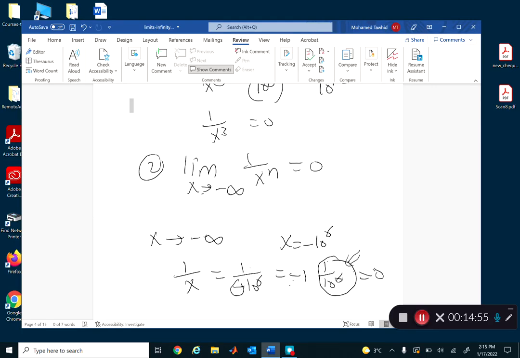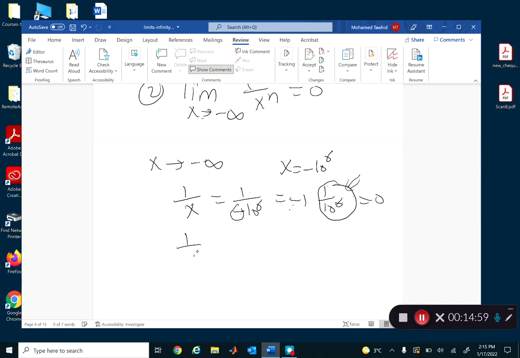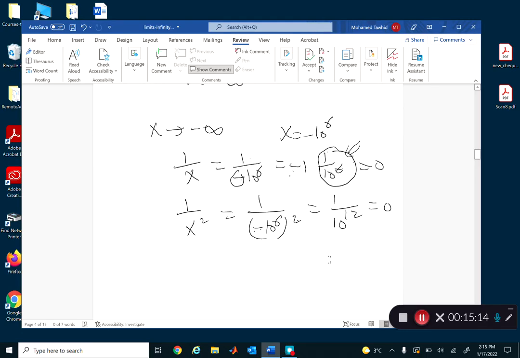So now if you have even negative 1 million, if I have 1 over x squared, then what do you have? You have 1 over negative 1 million squared. You can use technology, negative 1 million squared, you get 1 over 10 to the power 12, which is about 0. So what is fact number 2?